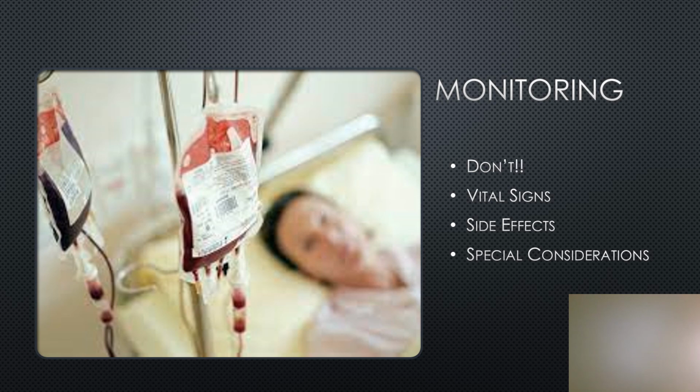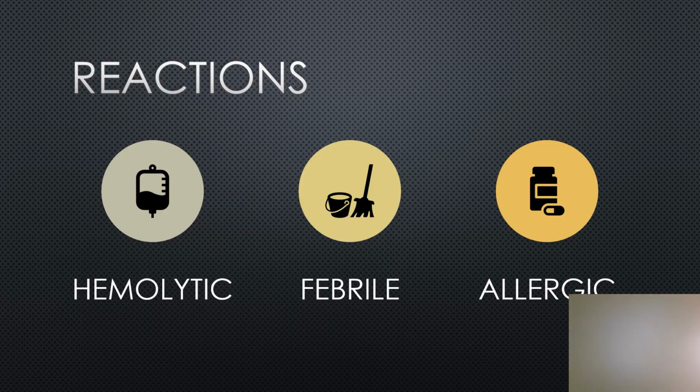With all clients, but especially the older clients, monitor for fluid overload. There's several types of reactions, but there's three main reactions that we discuss in this course. That includes your hemolytic, which is caused by incompatible blood, and it can result in renal failure and shock, and it can be life-threatening. Febrile, which is caused by the client's antibodies reacting against antigens to the donor's white blood cells or platelets. It causes flu-like symptoms, chest pain, and hypotension.